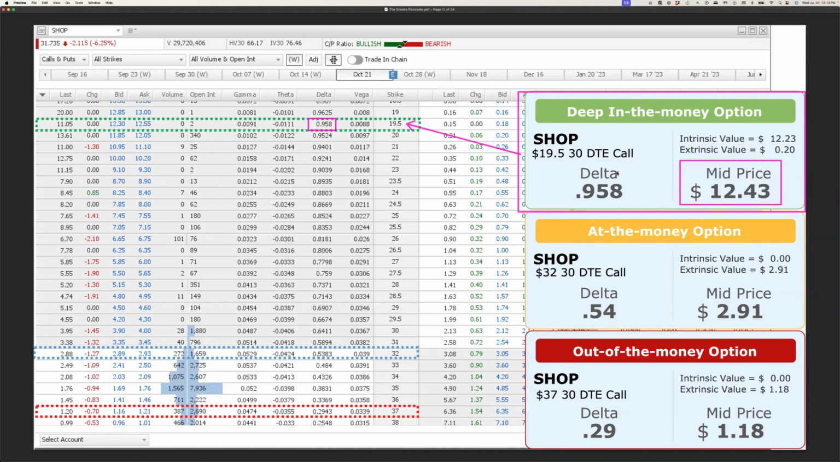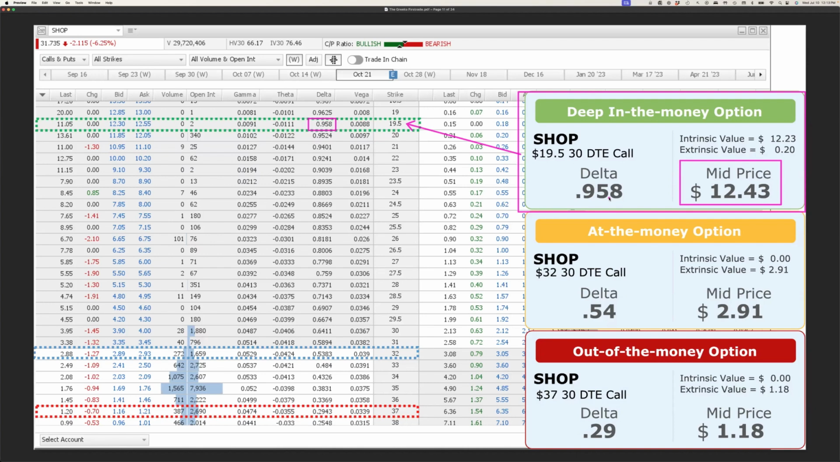So basically what you have is a 30-day option that is deep in the money, and it has a delta of 0.95. And what that means is that for every $1 Shopify moves up by, this option will move up by 95 cents. So that's very close to dollar for dollar, right? And in this particular example, you're paying $12.43 for that call contract.